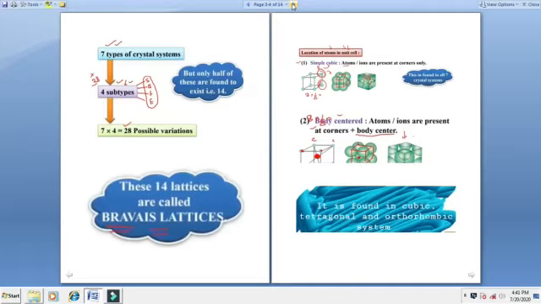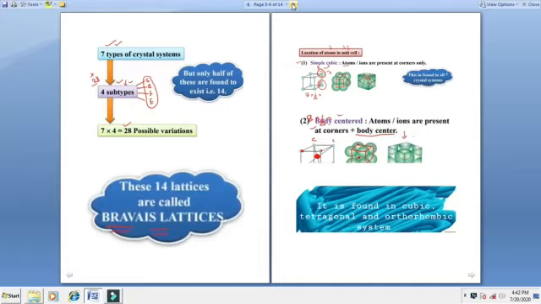Now if you look at the location of atoms in the unit cell, let us begin with the first one, that is simple cubic. The atoms or the ions are present in the corners only. So you know that there are 8 corners, and each atom at the corner is being shared by 8 other cells. So it is contributing only 1/8. So in total 8 into 1/8, we have only 1 atom per cubic cell. This type of cell, simple cubic cell, is found in all 7 crystal systems.